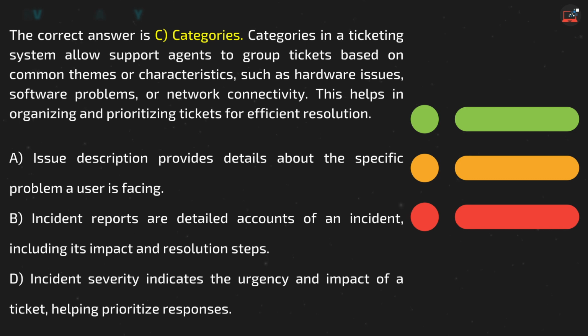The correct answer is C. Categories. Categories in a ticketing system allow support agents to group tickets based on common themes or characteristics such as hardware issues, software problems, or network connectivity. This helps in organizing and prioritizing tickets for efficient resolution.